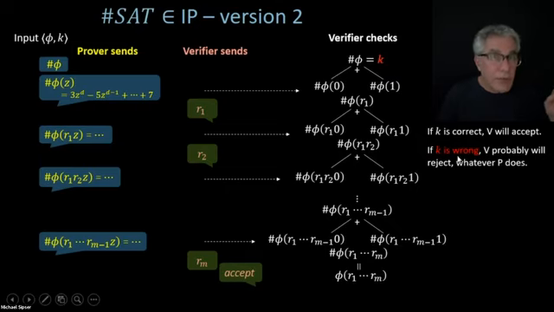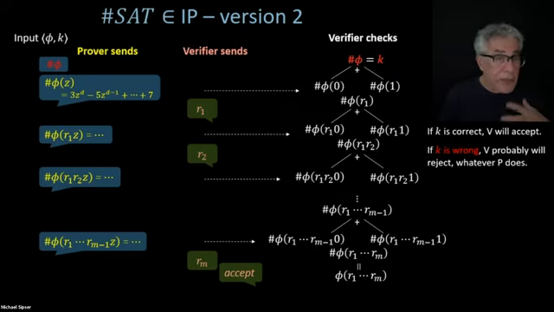So if K is wrong, the verifier is going to probably reject, but it's not guaranteed to reject. First of all, if the prover does not lie, does not send the wrong value for number phi, the verifier is certainly going to reject, because it's not going to get an equality there. So the prover has to lie.